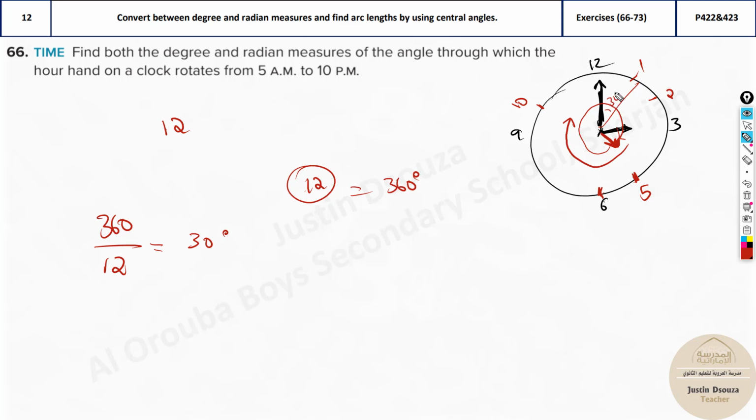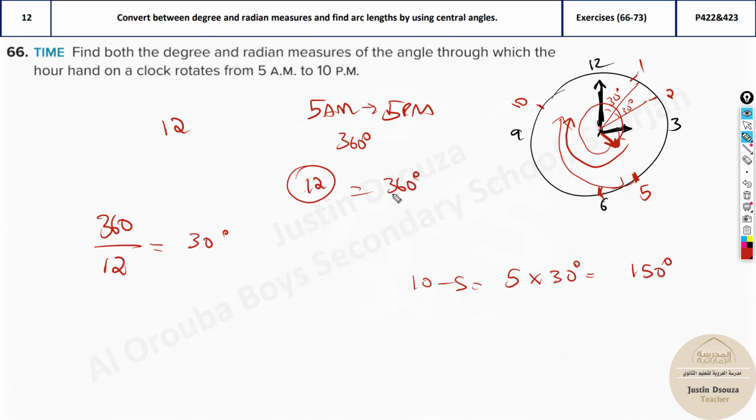This much is 30 degrees, and so on. If you add up everything, it comes to 360 degrees. So each hour is 30 degrees. From 5 a.m. to 5 p.m. it is 360 degrees already. Then from 5 p.m. to 10 p.m., how much will it be? 10 minus 5 equals 5 hours. 5 hours times 30 degrees would be 150 degrees.